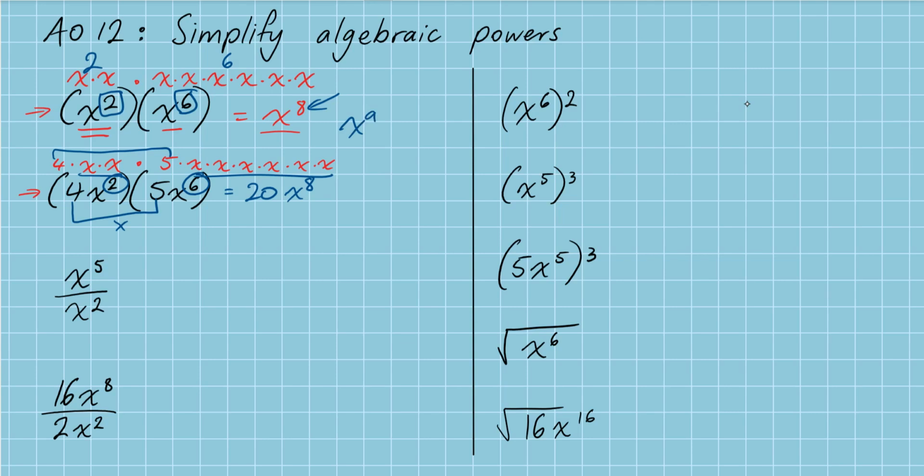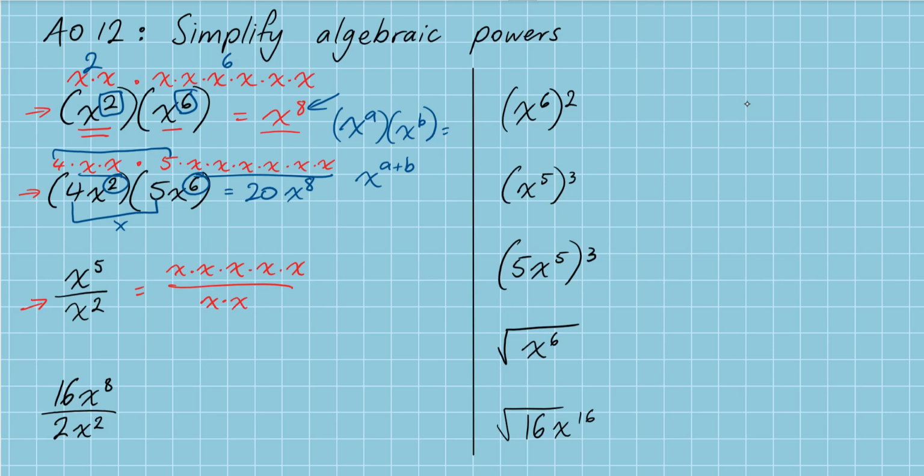If we're doing this, our answer would be x to the power of a plus b. Now we're going to have a look at division questions. And what we're doing here is the same concept, it's just the reverse. So let's write this first one out in its full expansion. x, 2, 3, 4, 5. And it's divided by x times x.